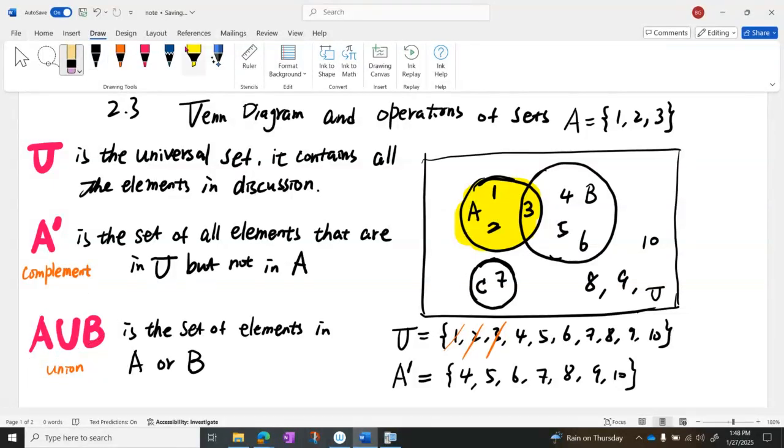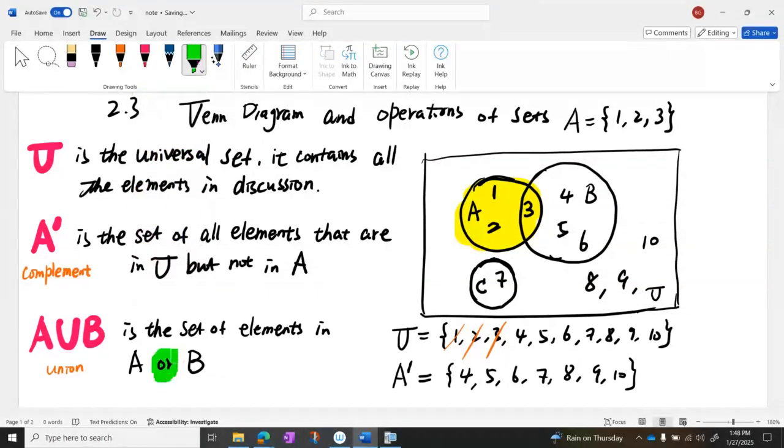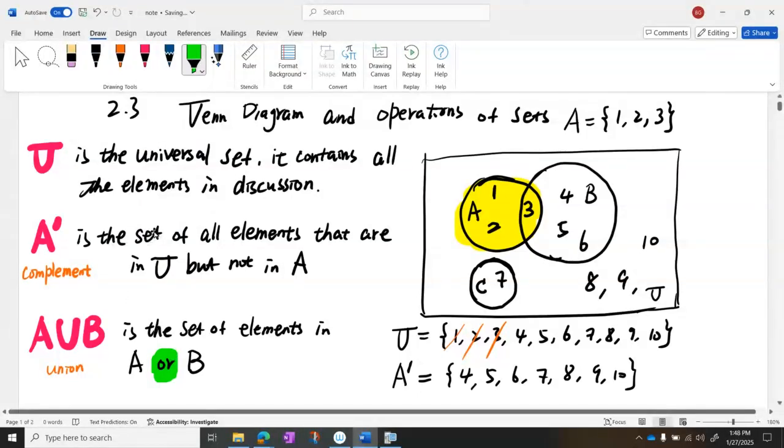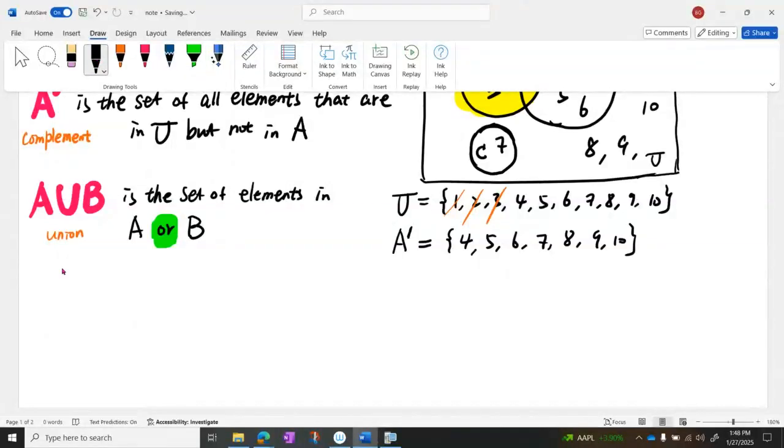And I'm going to spend a little time to talk about OR here. In logic, we have 2 types of OR. One is exclusive OR. The other is inclusive OR. Let me give you an example.